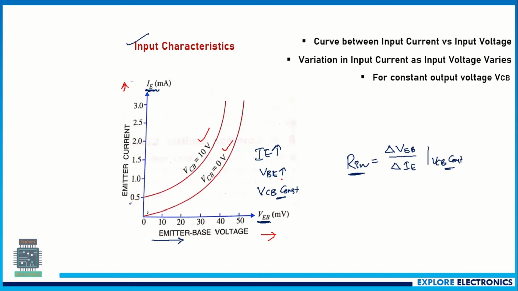What happens here? If VEB increases, IE also increases for a certain VCB. That is why the curve you can see here keeps on increasing up to some extent of VEB. And the resistance Rin at the input side will be equal to the change in VEB divided by the change in the current, when VCB is constant.